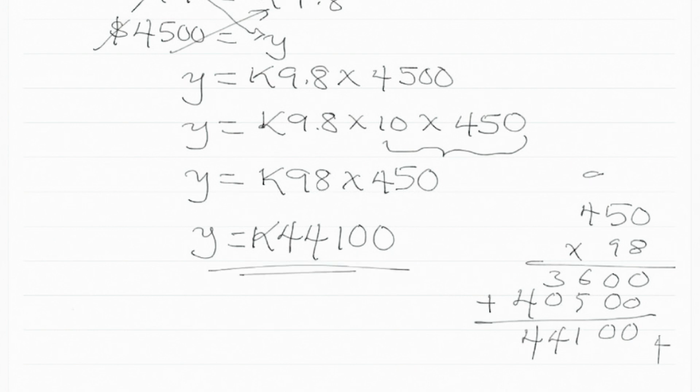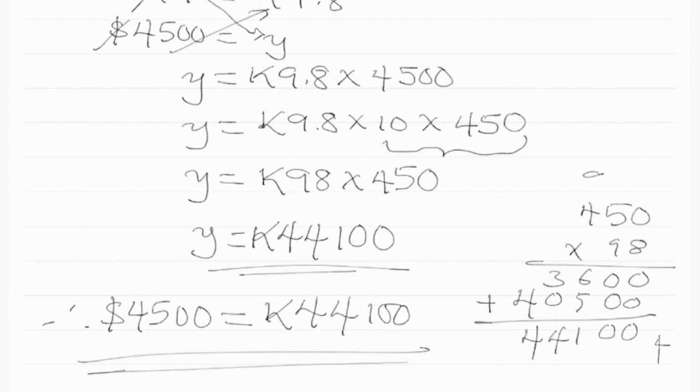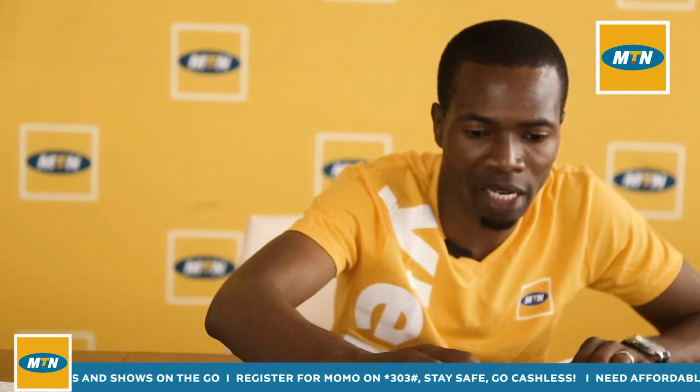So therefore, $4,500 is equivalent to 44,100 in kwacha. That is how you change those values to what you've been asked to do. As simple as that. So having done that, we move on to question number 8B, which in this particular question is our third from last.